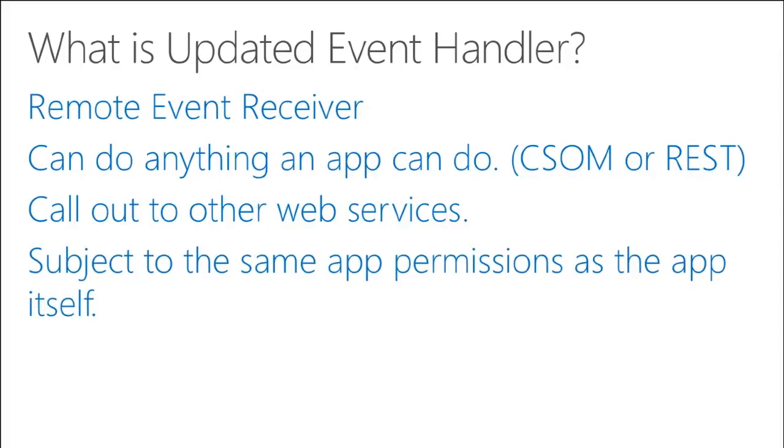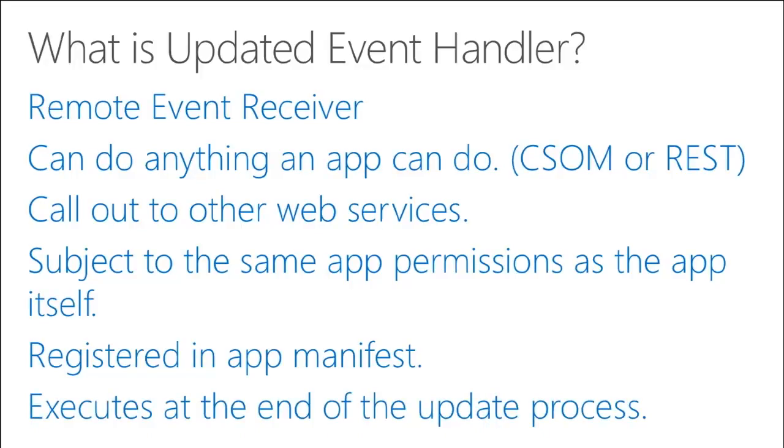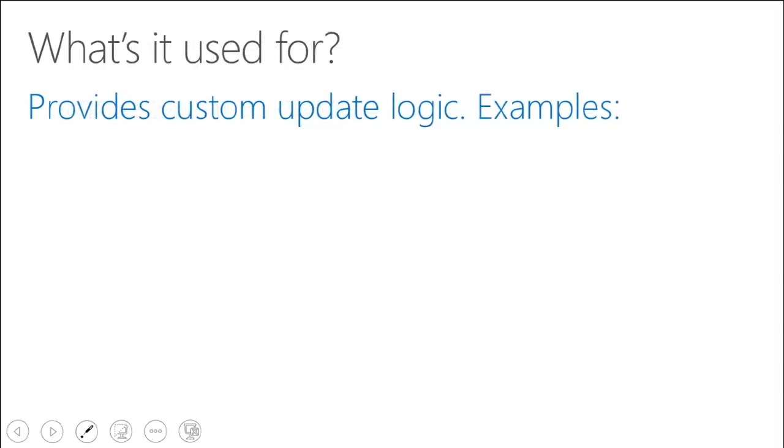It's registered in the app manifest. And it executes at the end of the update process. So when the SharePoint infrastructure has done everything that it's going to do to update the app, the last thing it does is look at the app manifest to see if an updated event handler has been registered. And if it is, it looks at the URL that's there in the app manifest and it executes that handler, your custom code. That's the last thing it does. What would you use this for?